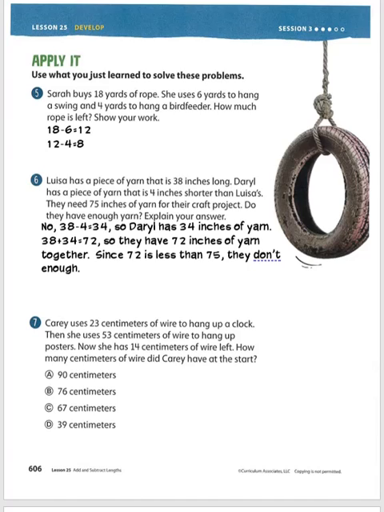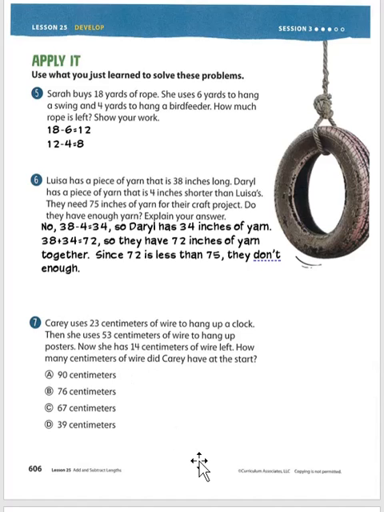All right, number 7. Carrie uses 23 centimeters of wire to hang up a clock. Then she uses 53 centimeters of wire to hang up posters. Now she has 14 centimeters of wire left. How many centimeters of wire did Carrie have at the store? There were 23, 53, and now she has 14. Okay, so we have to do what? We have to add them.